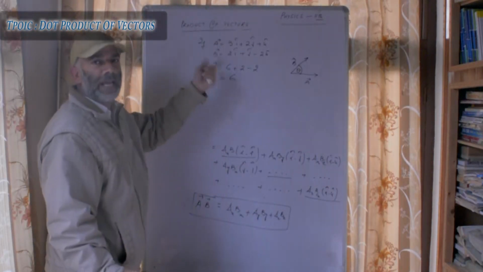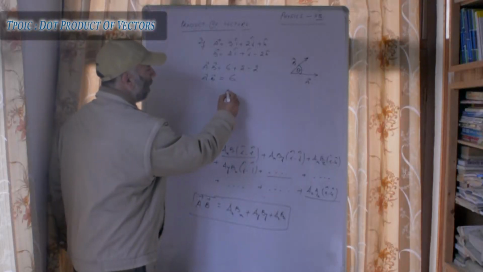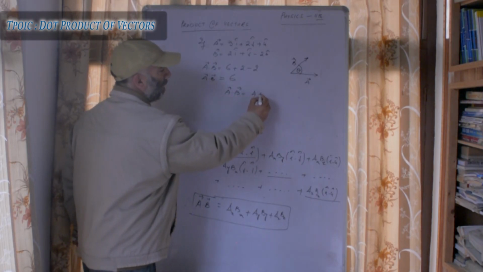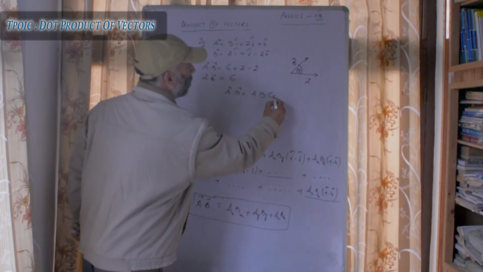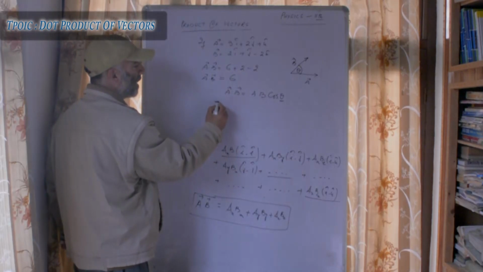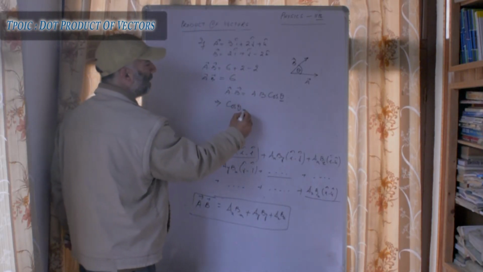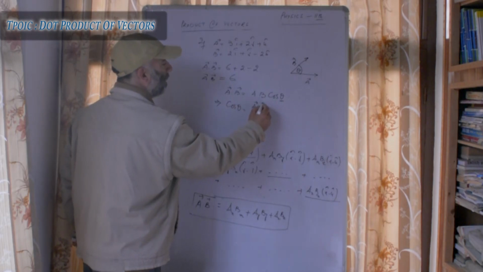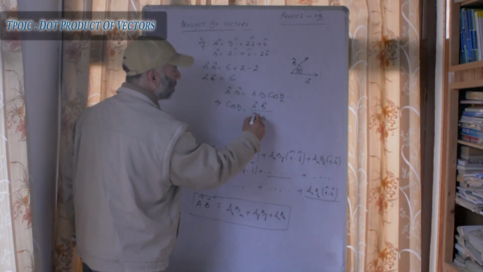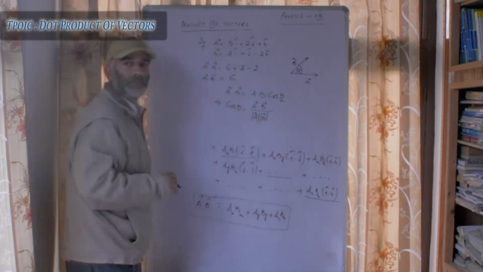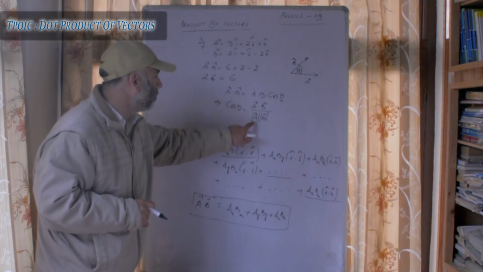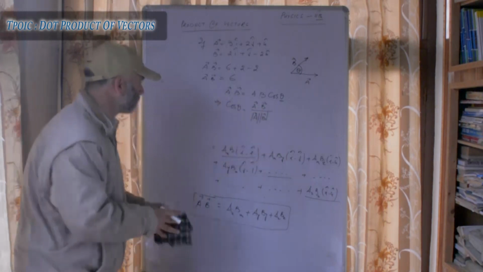So the angle can also be found with the help of the same equation. We know A dot B is equal to mod A, mod B, then cos of theta. So we have to find this theta. From this equation we can write cos of theta is equal to A dot B by mod A mod B. So in order to calculate this theta, firstly we must know A dot B, then mod of A and mod of B.